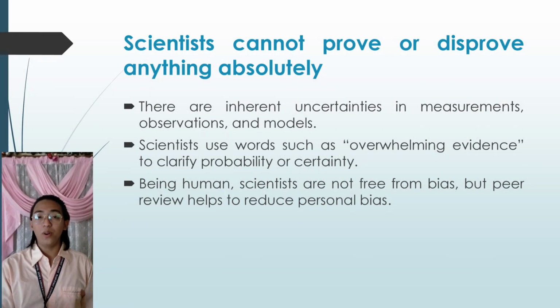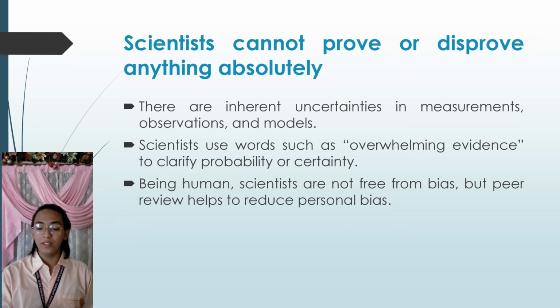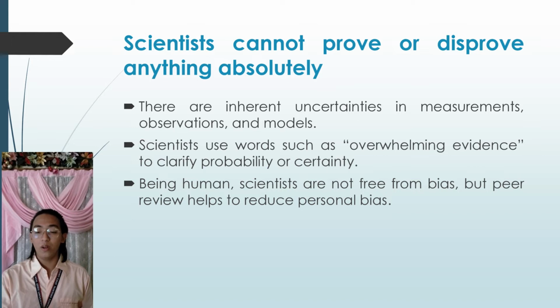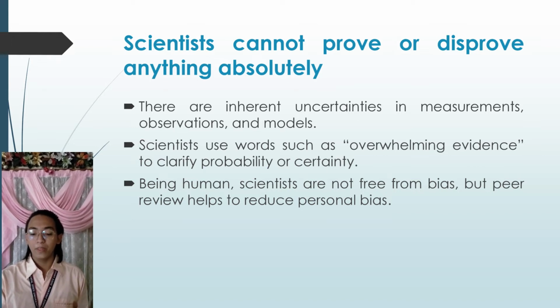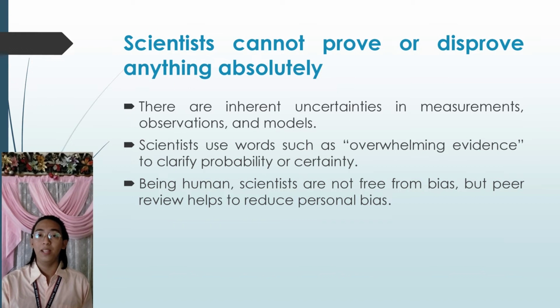Scientists cannot prove or disprove anything absolutely. There are inherent uncertainties in measurements, observations, and models. Scientists use words such as overwhelming evidence to clarify probability or certainty. Being human, scientists are not free from bias, but peer review helps to reduce personal bias.